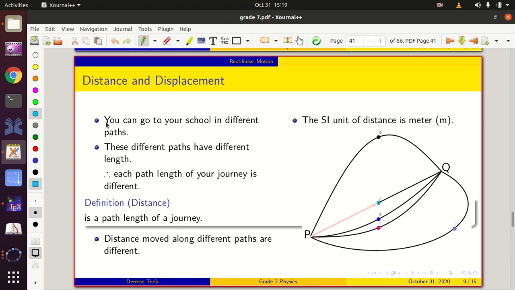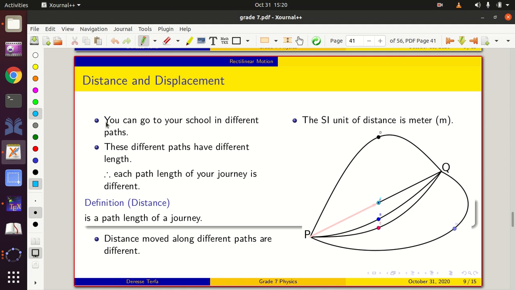Okay, students, last time we have seen about position of an object. Position is location of an object relative to another object. And we said the SI unit of position is meter. And also we said position is a vector quantity, which means it has both magnitude and direction. Today we are going to see distance and displacement.